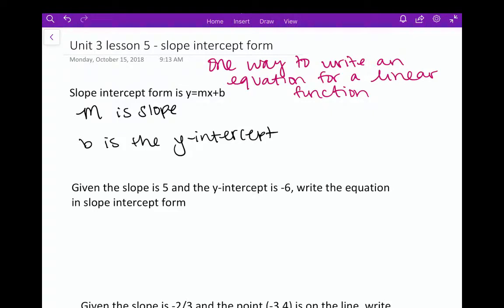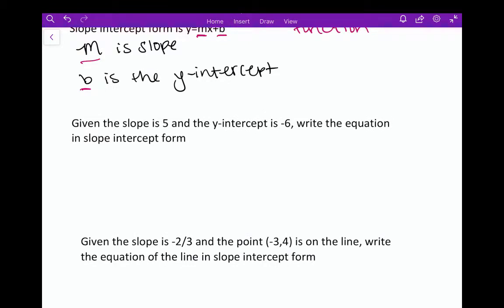Remember, a linear function is a straight line on a graph, and it's a function that has a constant rate of change. So one way we can write an equation of these lines is with slope-intercept form. M is the slope, and b is the y-intercept. Remember, the y-intercept is the y value when x equals 0. The y and the x will be used to find points on the line. Also, if you know a point on the line, you could plug it in for x and y and possibly solve for m or b, depending on what information you are given.